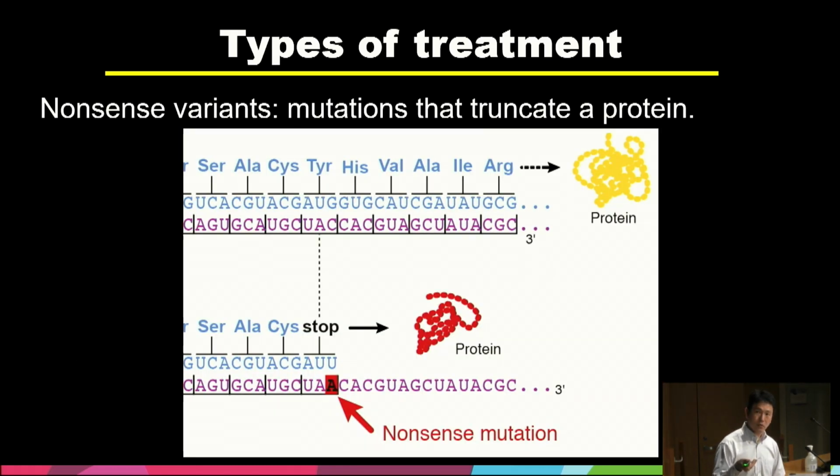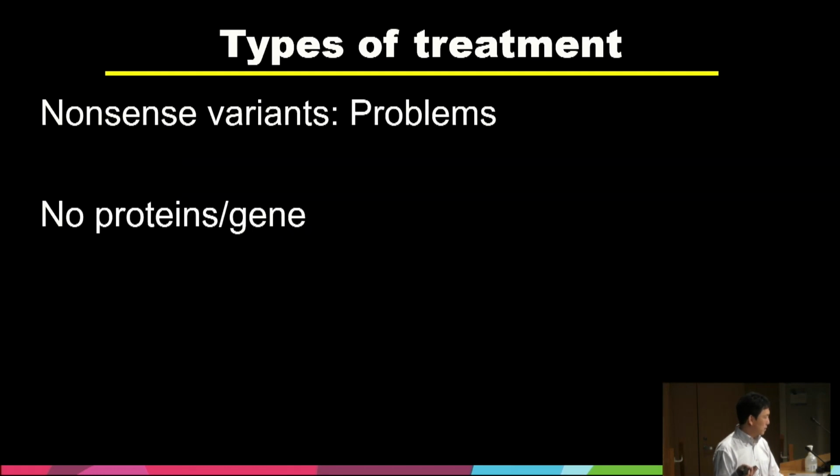Okay, so going to the nonsense variant, this is a truncating protein. So this is the code, and the normal amino acid chain is like this, but if you had an error here, suddenly you get a stop codon, and then you have to stop making the chain. So you have a very short version of the protein. Then oftentimes this component gets degraded, so you oftentimes miss the entire protein from this nonsense variant. So the problem from the nonsense variant is basically you don't have a protein that you need.